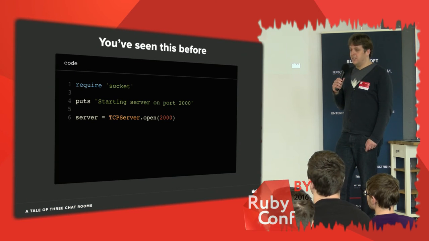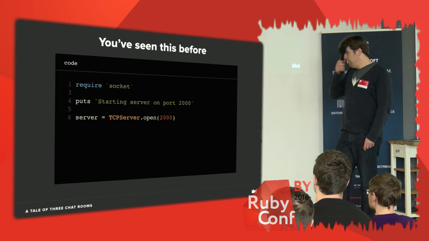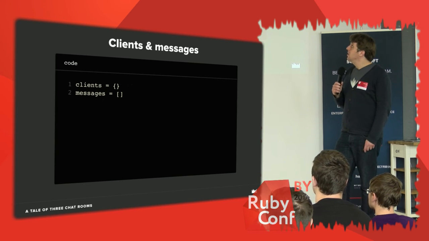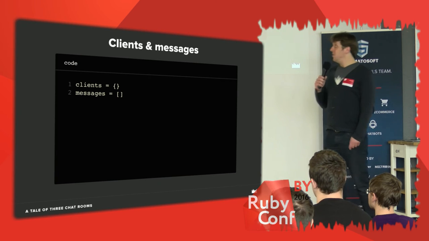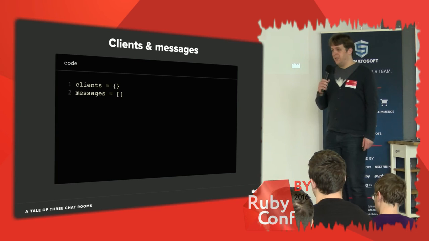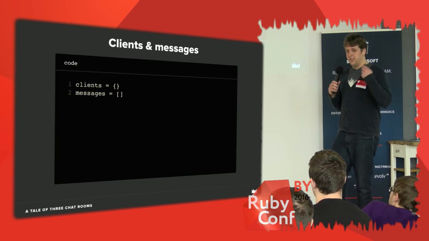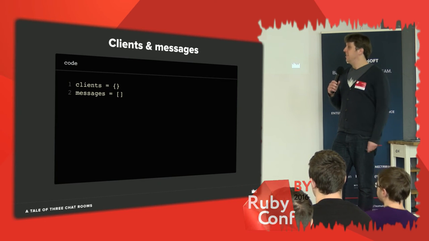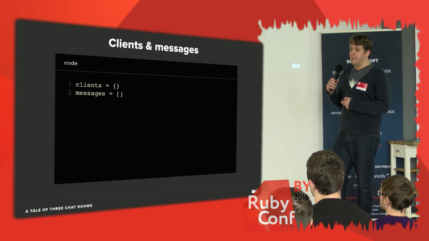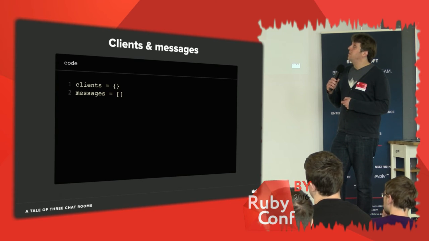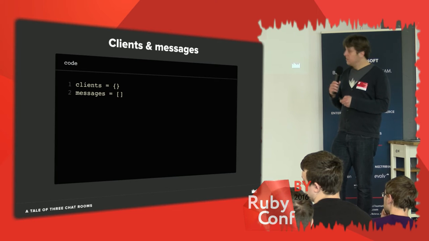So again, this is exactly the same code, but now the implementation is different again. We don't need the mutex here because it's a single thread. It's just a single loop that's running in one thread and that's endlessly repeating. So we just keep a hash of clients in which we store some information, for example, the nickname of the connected user. And we will keep, again, an array of messages.